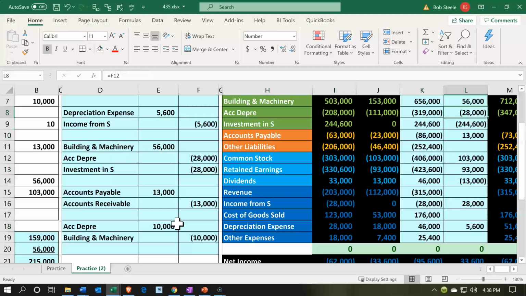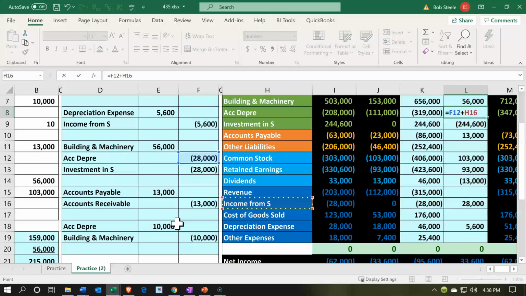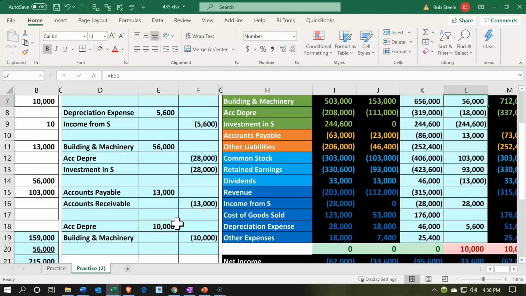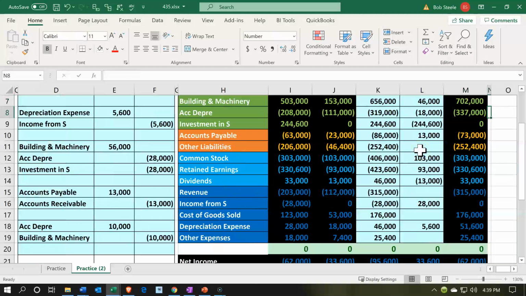We are in L8. I'm going to say F2 plus F2. There's that 10,000. Then we're going to be up in the building, recording the other side. I'm going to say F2 plus F2 again, scrolling back on down to that building and machinery. And there we have that. That should put us back in balance.